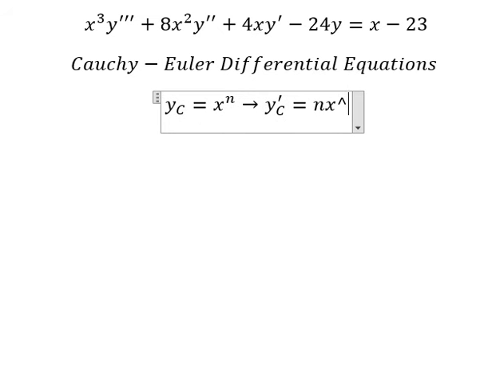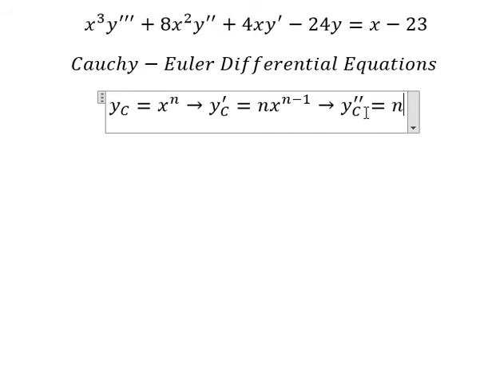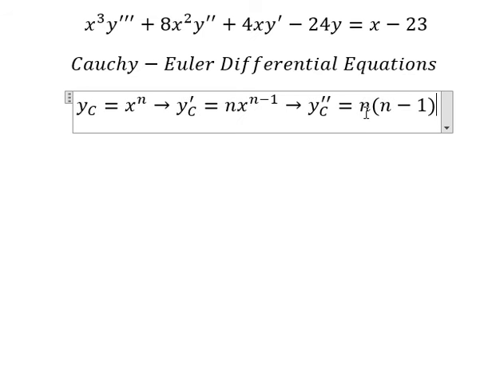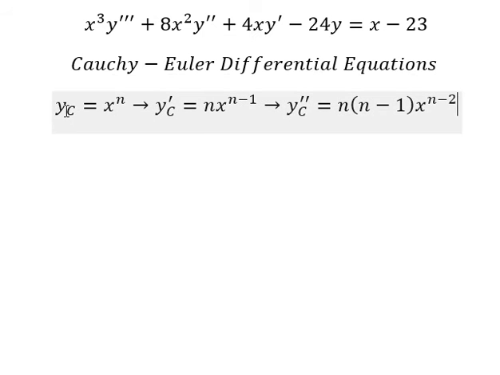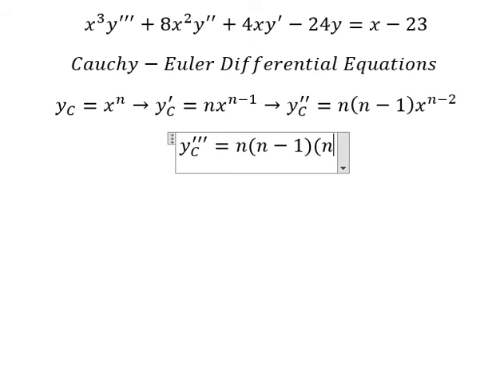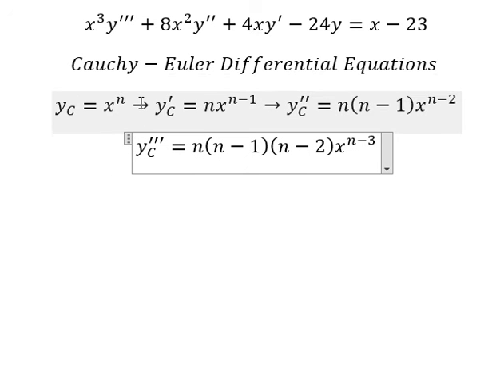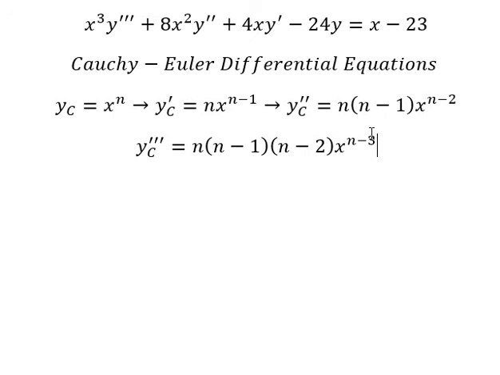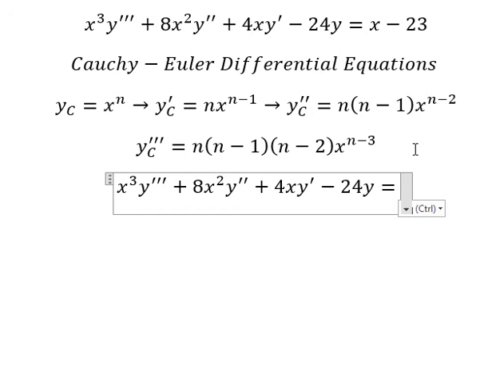We have n s to the power of n minus 1. Second, the derivative of this one, we have n(n minus 1) s to the power of n minus 2, and third, the derivative of this one, we have n(n minus 1)(n minus 2) s to the power of n minus 3. Because this is about complementary solutions, that means this equation in here equals 0.